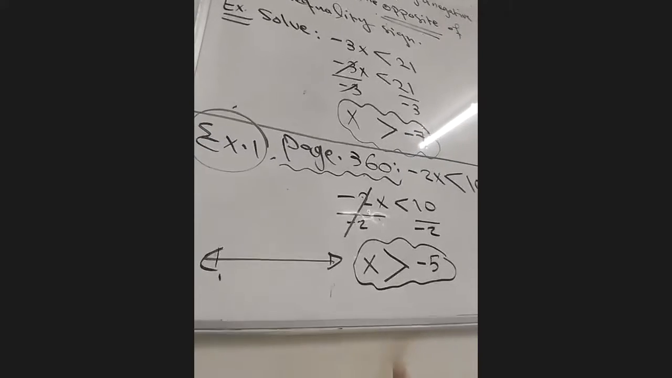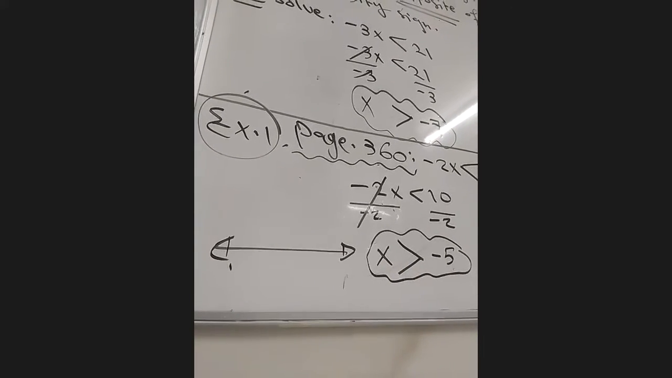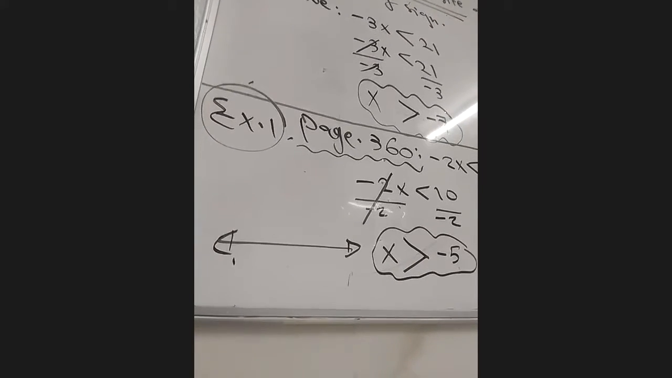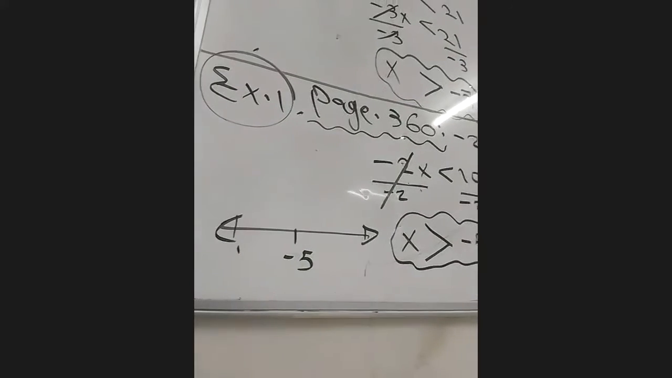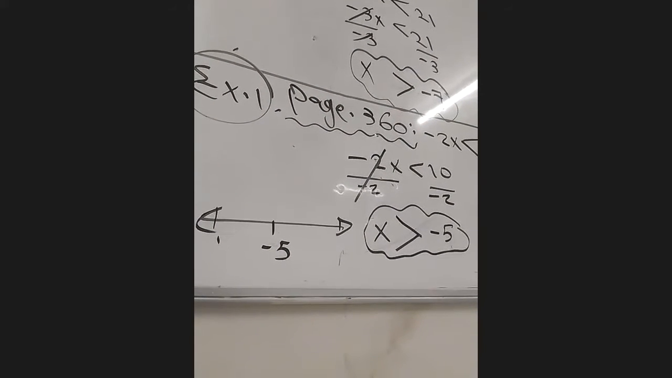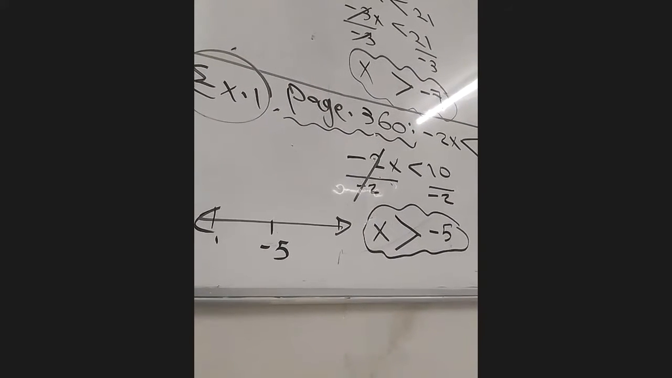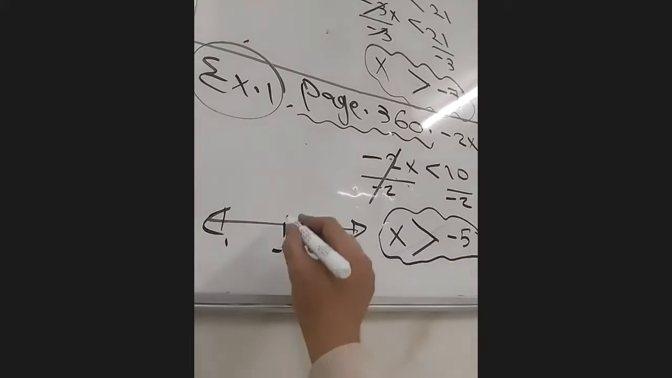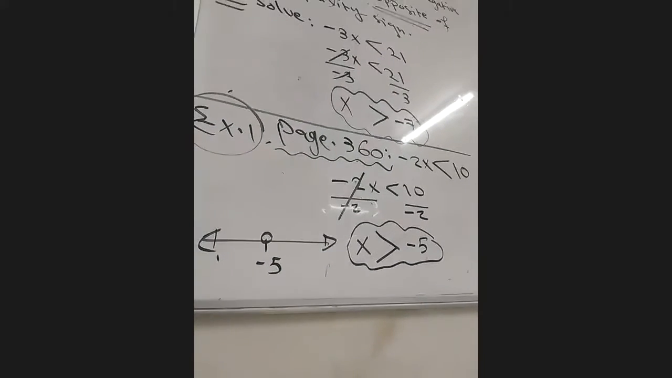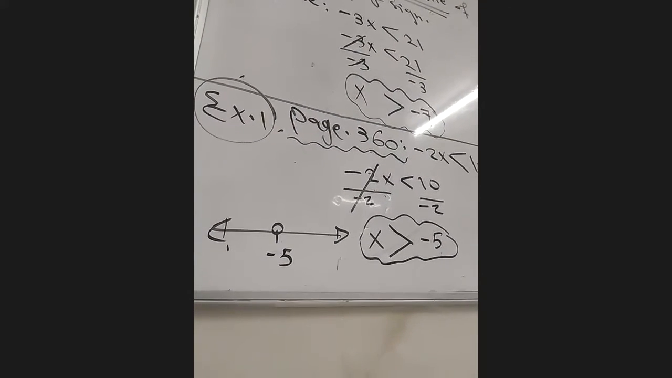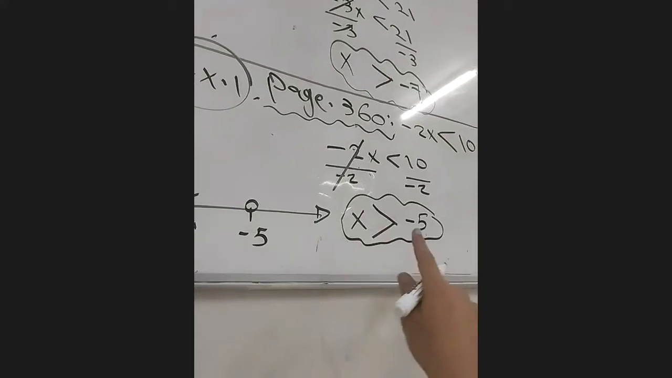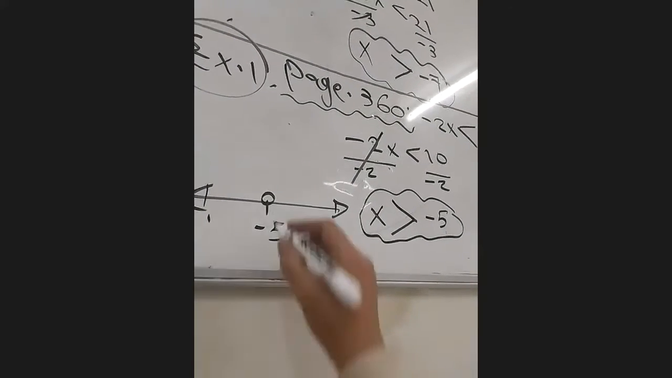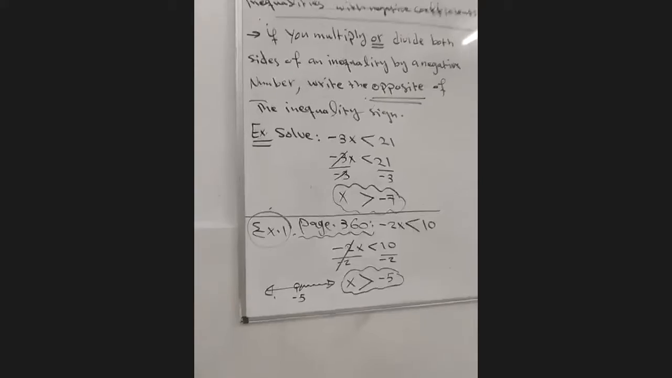And by the way, guys, we know how to graph, right? Yes. How do we graph this solution here, Khalid? In the middle we write -5. Then it's an open circle. Then to the right, since x is more than -5. Right, don't forget that.